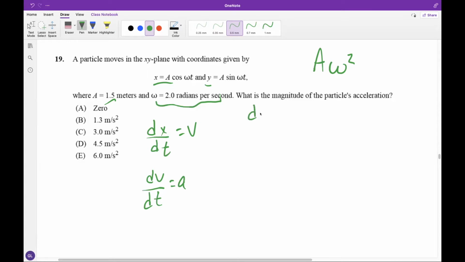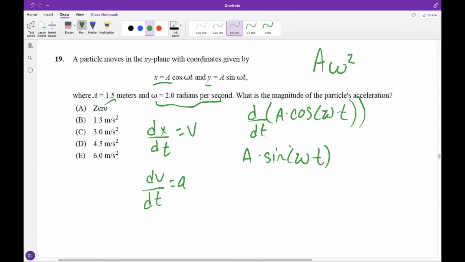So this becomes d/dt of a times cosine of omega t. Let's put parentheses. The good thing is the amplitude here doesn't change with time, so we can take it out of the derivative term and recognize that we're really differentiating cosine of omega t. And so this comes out to be a sine of omega t.